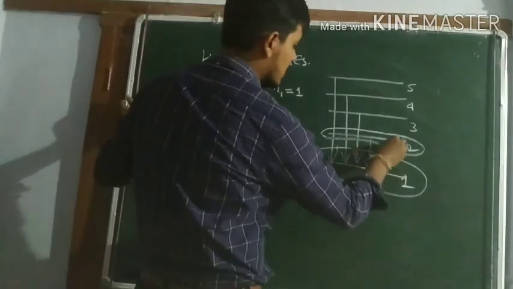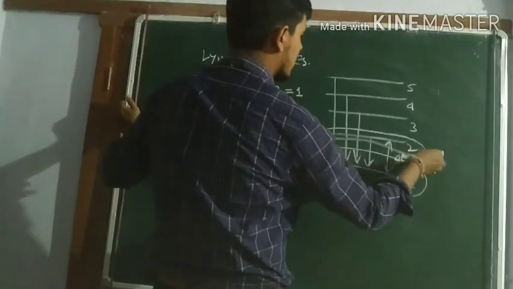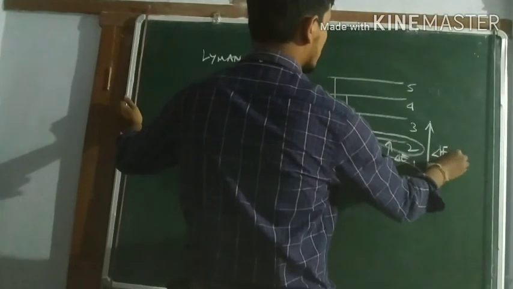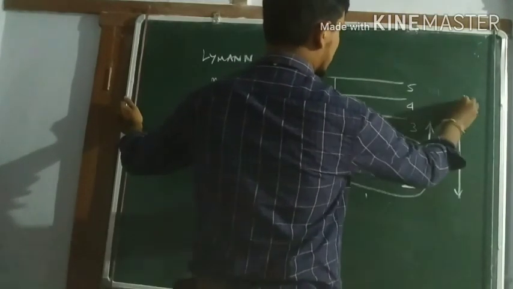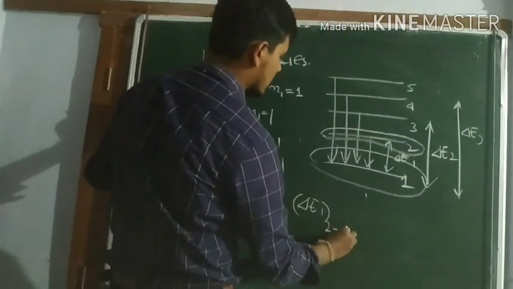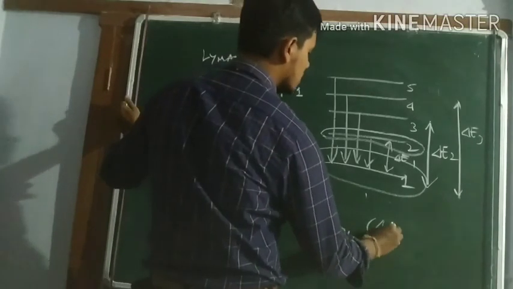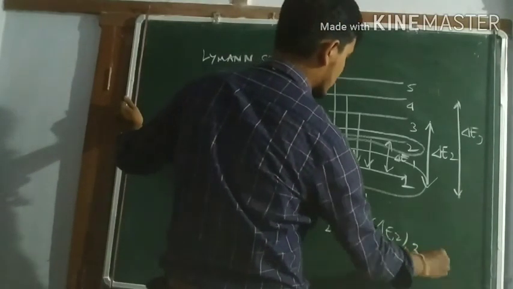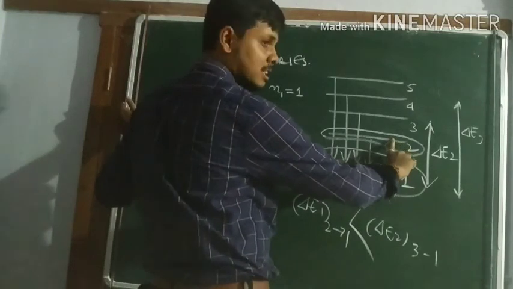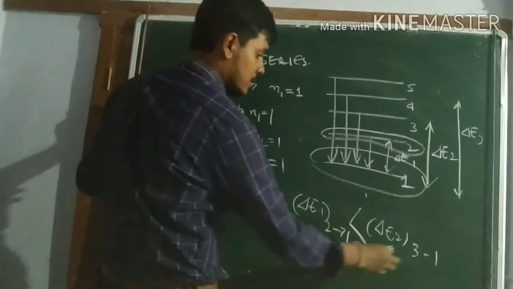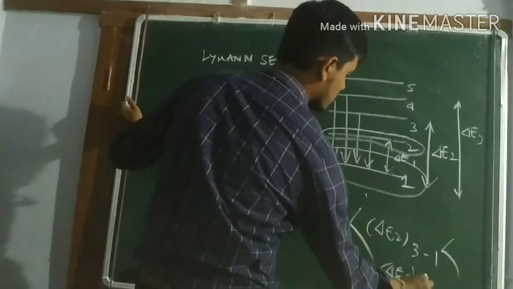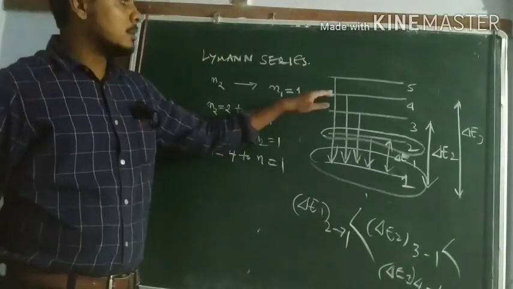So this is delta E1, let us take this as delta E2, and this as delta E3. Delta E1 means the energy difference from 2 to 1, delta E2 from 3 to 1. So delta E1 from 2 to 1 will be less than delta E2 from 3 to 1, which is again less than delta E3, the energy difference from 4 to 1.